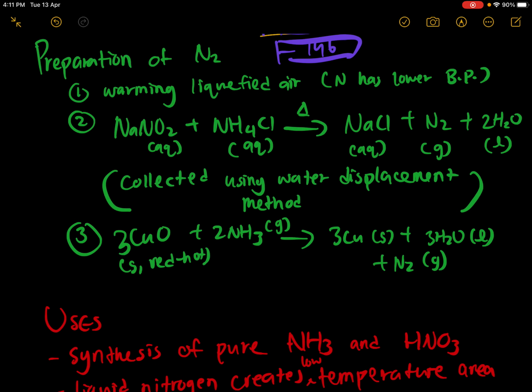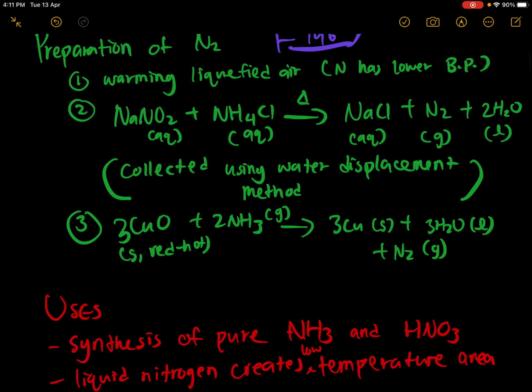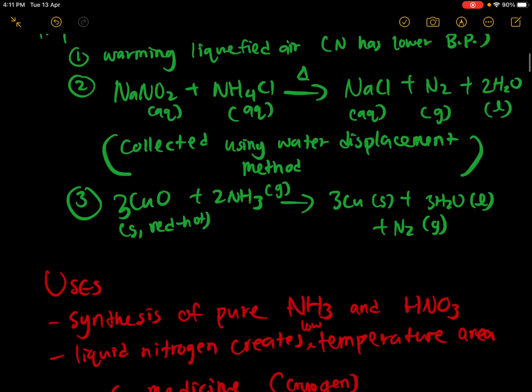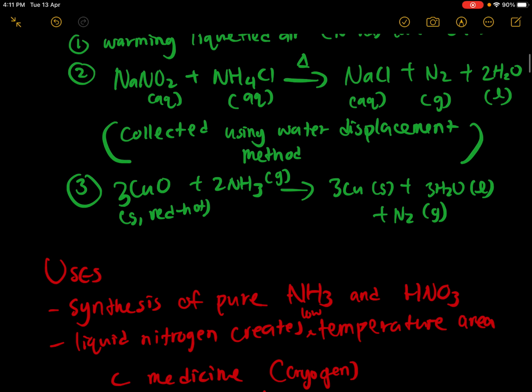The next one is reacting ammonium salts and a nitrite salt, or in this case sodium nitrite and ammonium chloride. You heat them together and they decompose to become sodium chloride, water, ammonia and nitrogen gas.